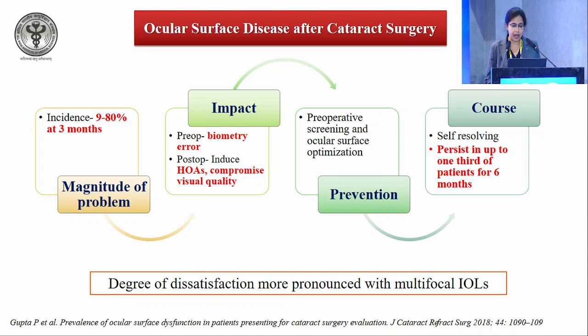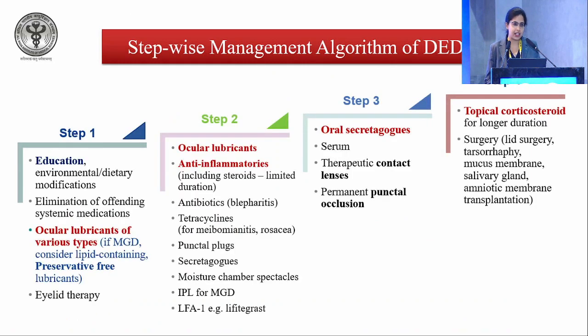Prevention, of course, is paramount. You should screen, like we were talking about meibography, and the ocular surface should be optimized preoperatively. It's self-resolving in a majority, that's the good news. Topical lubricants are all that is required in the majority. However, it may persist in up to one-third of patients for 6 months, and the degree of dissatisfaction is much more pronounced with multifocal IOLs. So a stepwise management algorithm has been described. You start with lubrication, patient education, modifying the environmental factors, shifting to preservative-free drops, then you can add anti-inflammatories, secretagogues, and topical steroids as and when required.